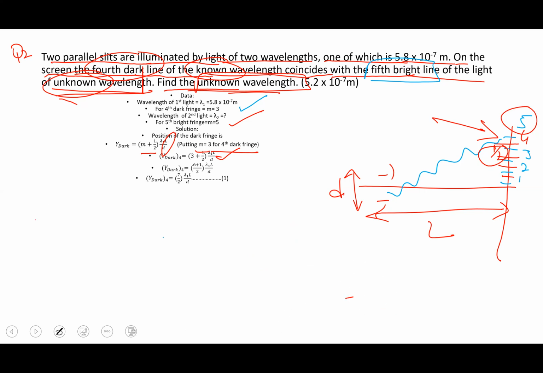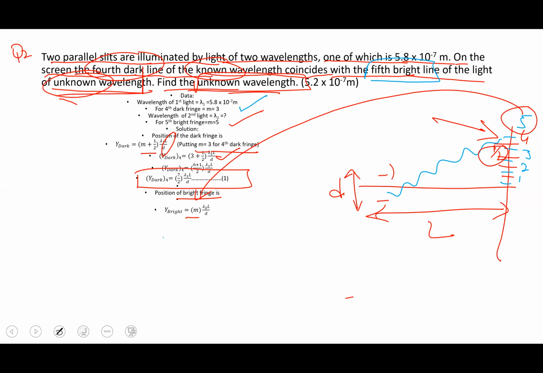Now, we call it equation number 1. That means we have found the fringe position for the fourth dark fringe: it is 7 over 2 lambda 1 L over d. Now for the bright fringe. In this case, for the position of the bright fringe, we already have the value of m, and m is equal to 5. We only have to put in the value of m.